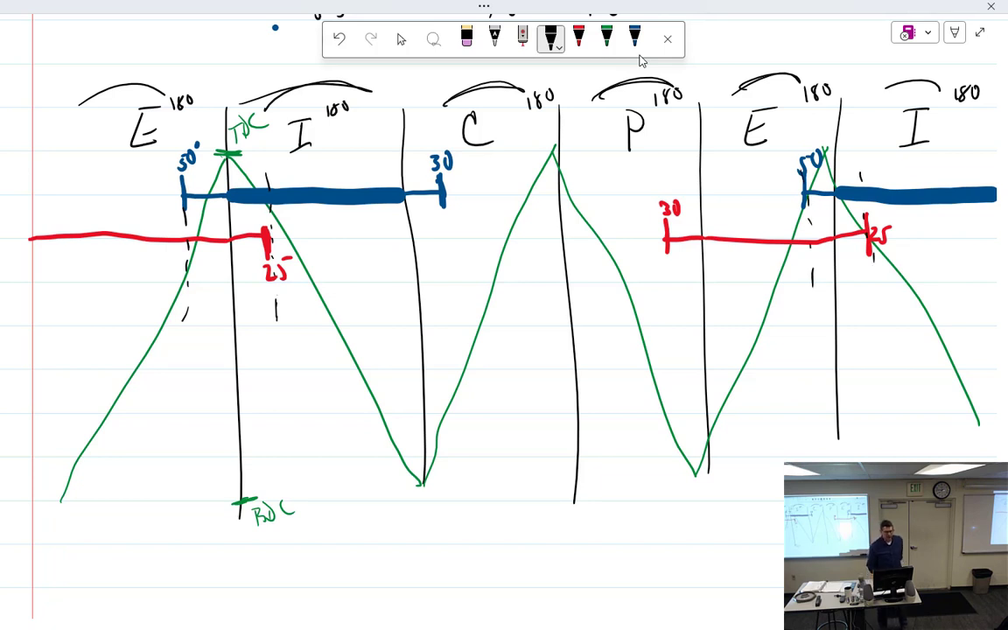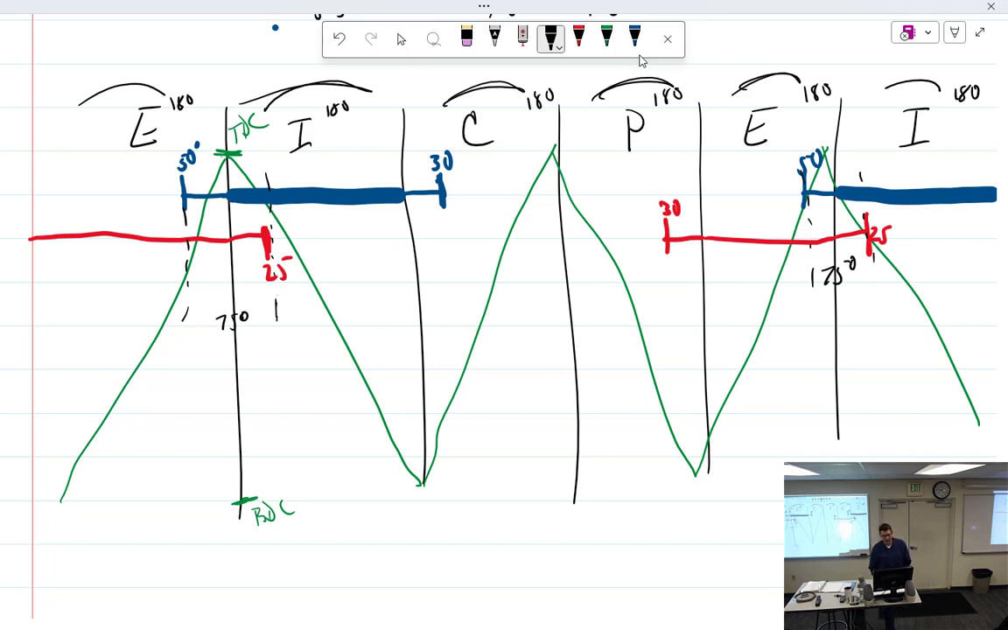How much valve overlap do we have? 75 degrees. That right there is 75 degrees. Both of them are off their seat or open for 75 degrees. Everybody see where I get 75? It's 50 to the left and 25 to the right. So that's 75 degrees. All right, so why does it do that?